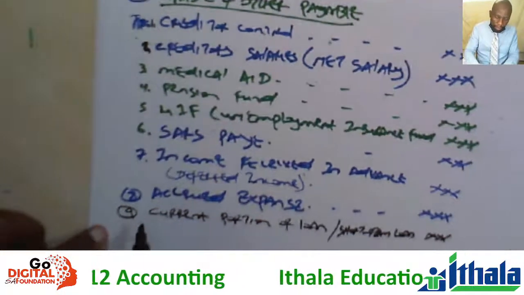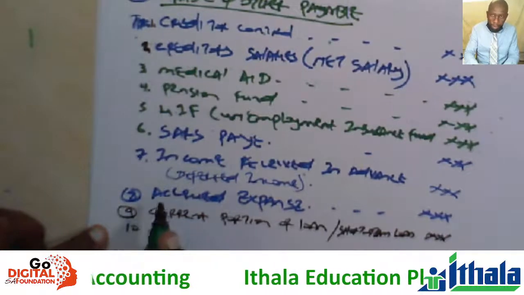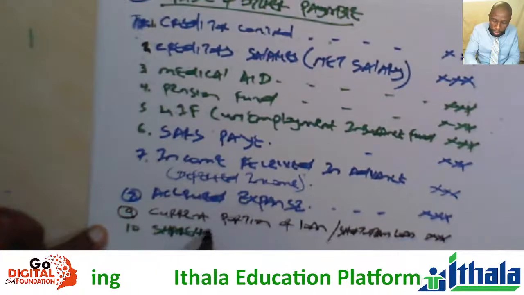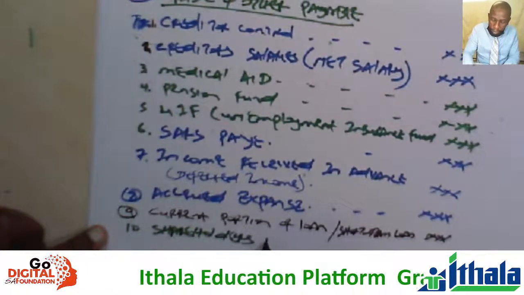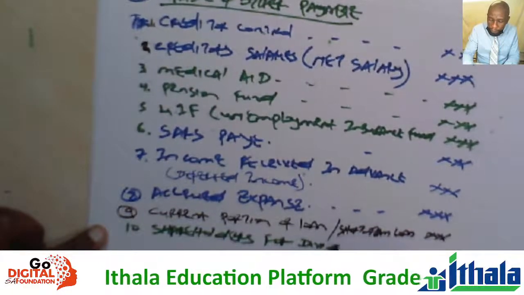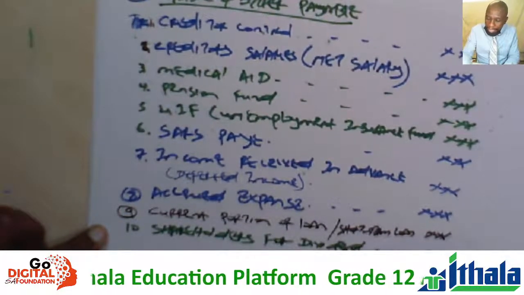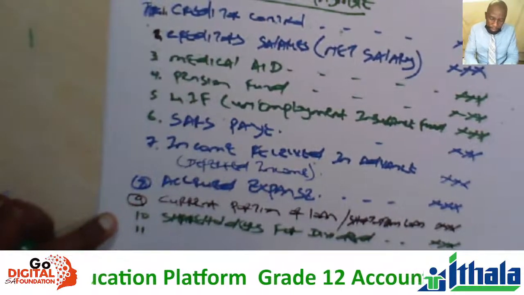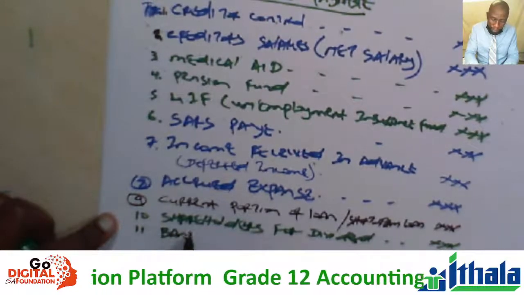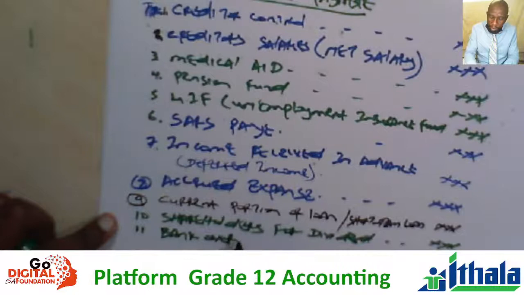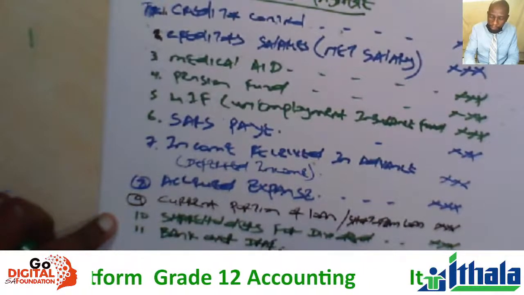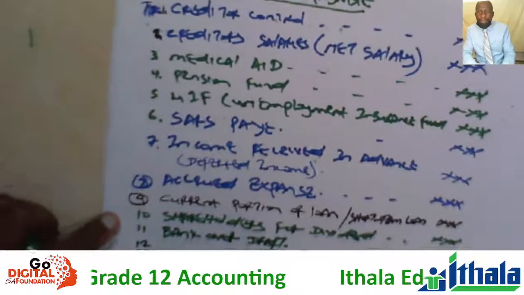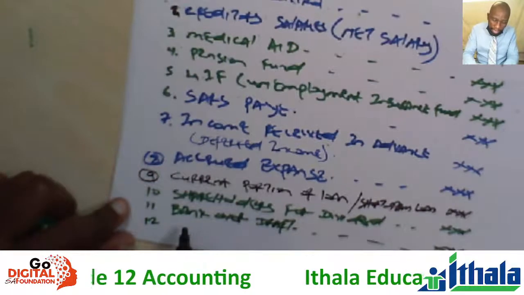Then number 10, you have shareholders for dividends. We take the end here. Remember, we have interim and the final. And then 11, we have bank overdraft. Overdraft is also a liability. And then 12, the last one, we have SARS income tax. SARS is a liability.